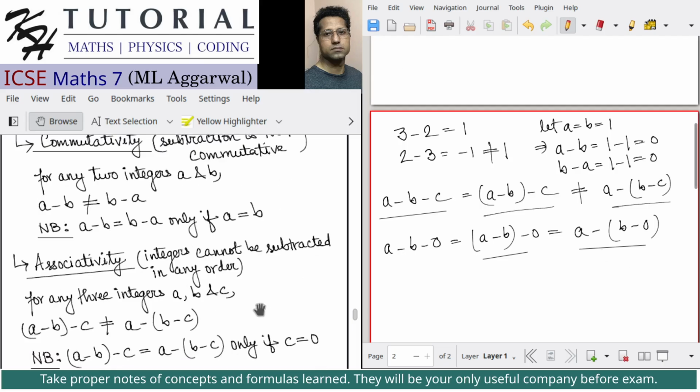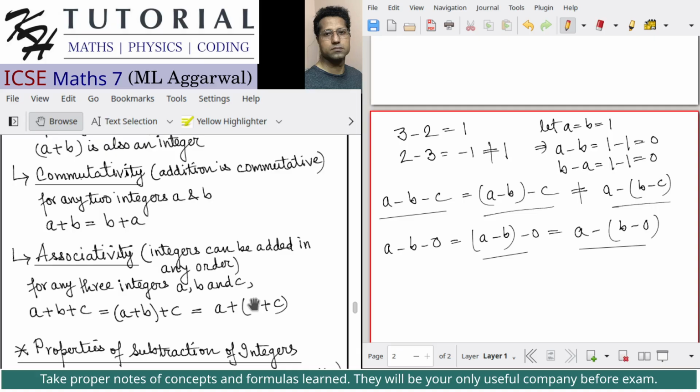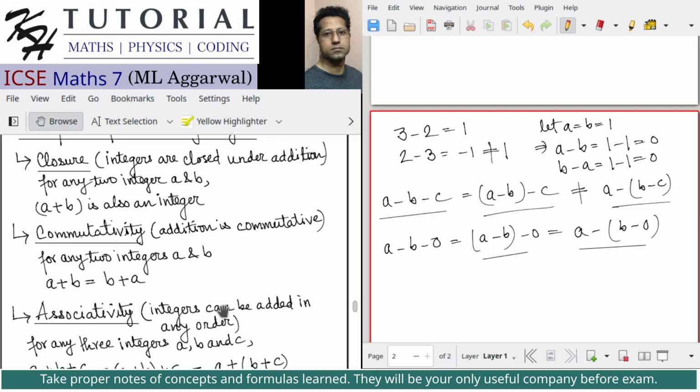Okay, so this was all about the three properties: closure property, commutativity and associativity of the two operations, addition and subtraction of integers. Both addition and subtraction are closed. Integers are closed under both addition and subtraction. That is, the addition of two integers gives an integer, and the subtraction of any two integers also gives an integer. Commutativity: addition is commutative, but subtraction is not. For any two integers a and b, a plus b is always equal to b plus a.